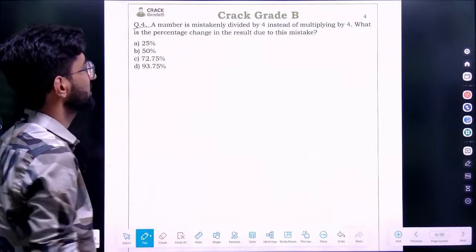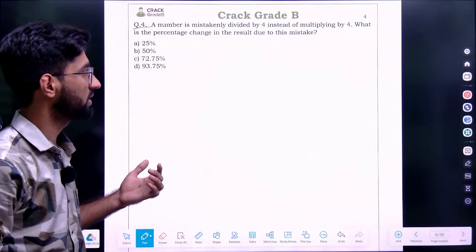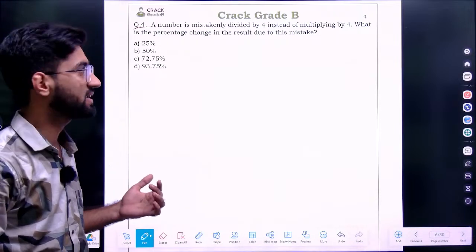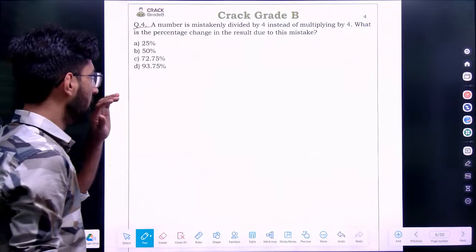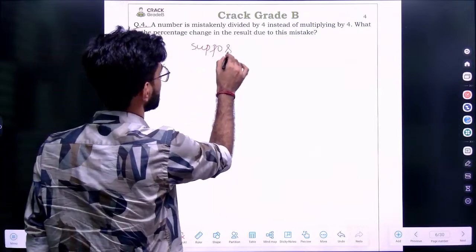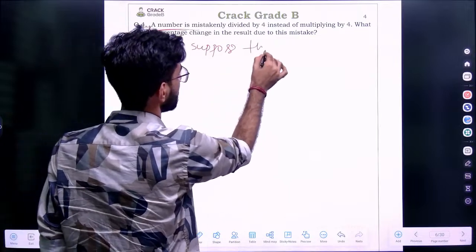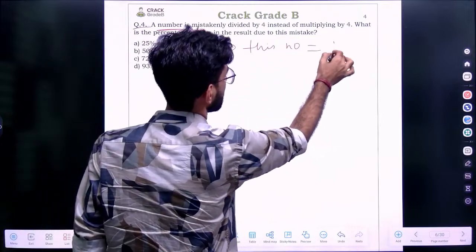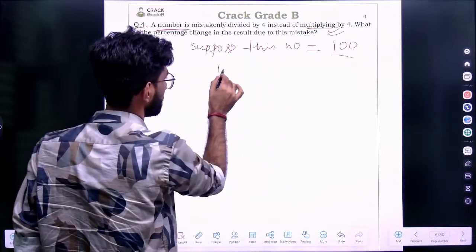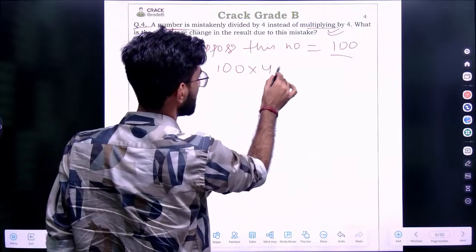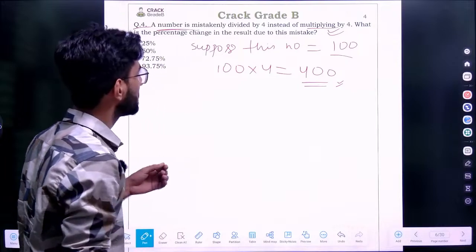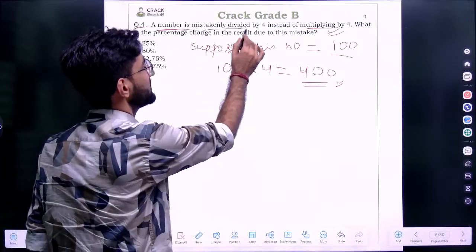The question is, a number is mistakenly divided by 4 instead of multiplying by 4. What is the percentage change in the result due to this mistake? Suppose this number is 100, and we had to multiply it by 4, so that number will be equal to 400. But what did we do? We mistakenly divided by 4.